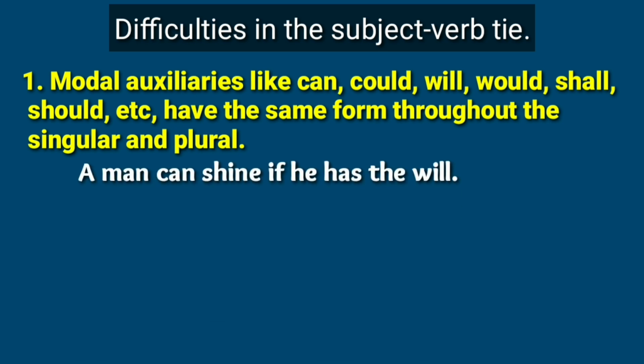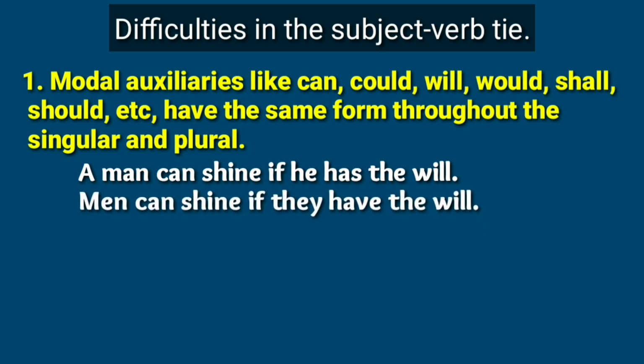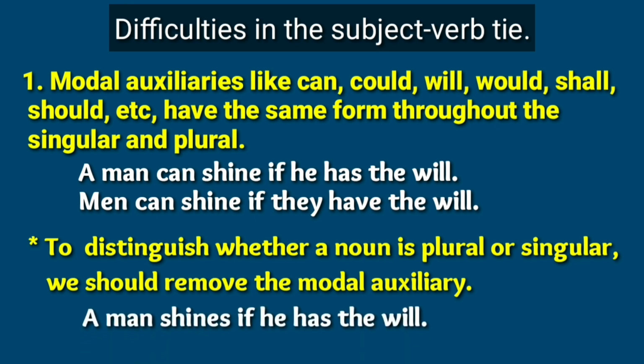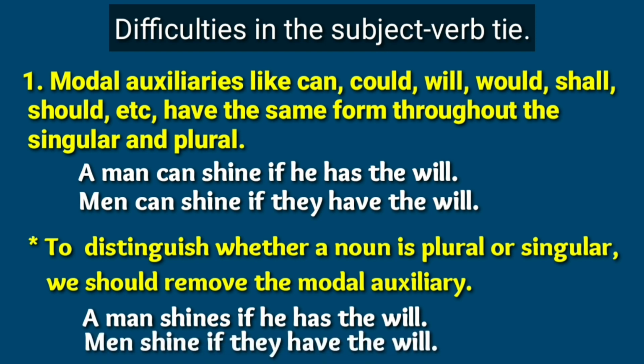For example, a man can shine if he has the will. Men can shine if they have the will. We note that can didn't change throughout the singular and plural form. To distinguish whether a noun is plural or singular, we should remove the modal auxiliary. It will be like, a man shines if he has the will. Men shine if they have the will. Here the verb shine is tied to the subject and changed throughout the singular and plural form.